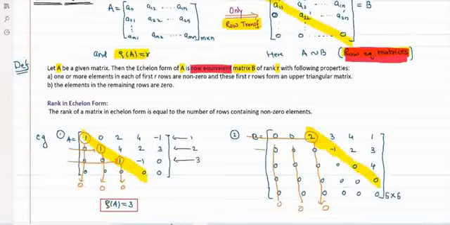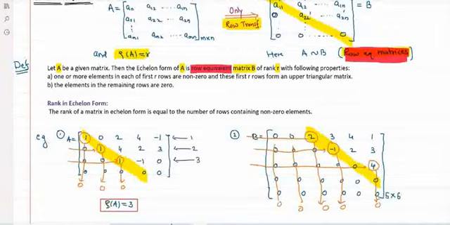Now the second row, the first non-zero element is -1. Below that, all must be 0, and on the left side of that, all 0. Next, the non-zero element is 4. Below that and on the left side of that, all must be 0. That also equals 0. That means the given matrix is in the echelon form.